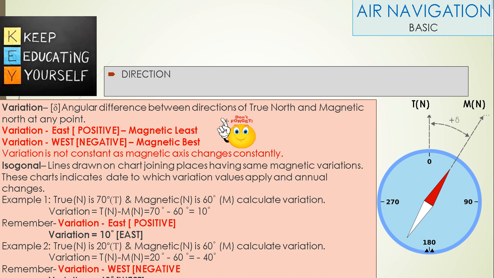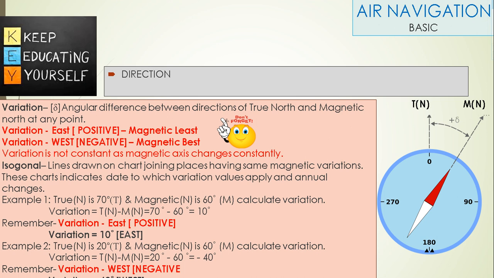Isogonals. Isogonals are lines drawn on a chart joining places having the same magnetic variation. These charts indicate the date to which the variation values apply and the annual changes.